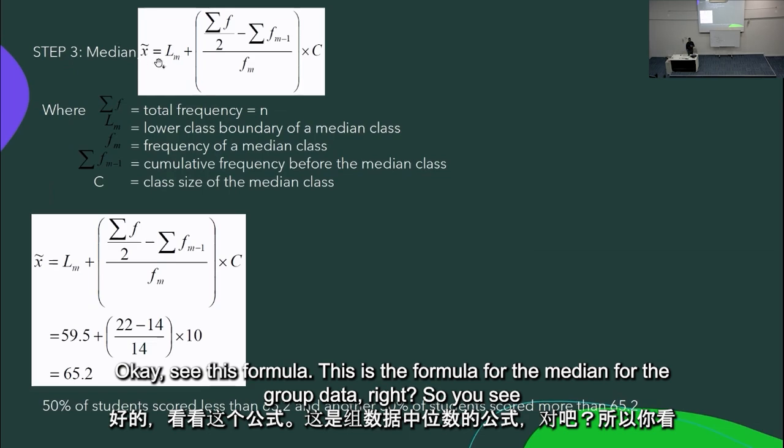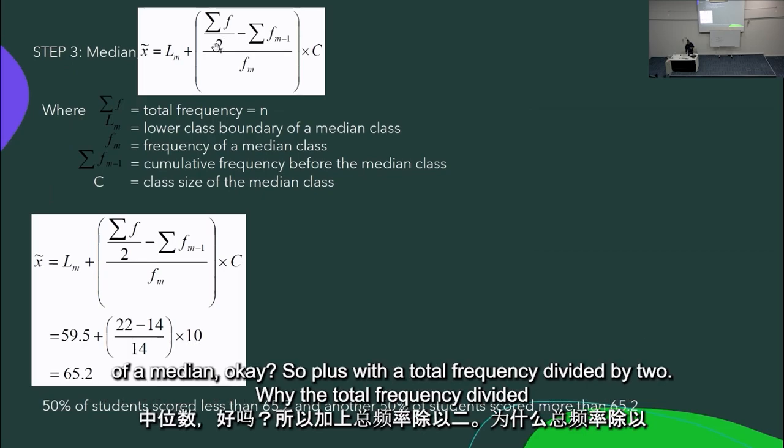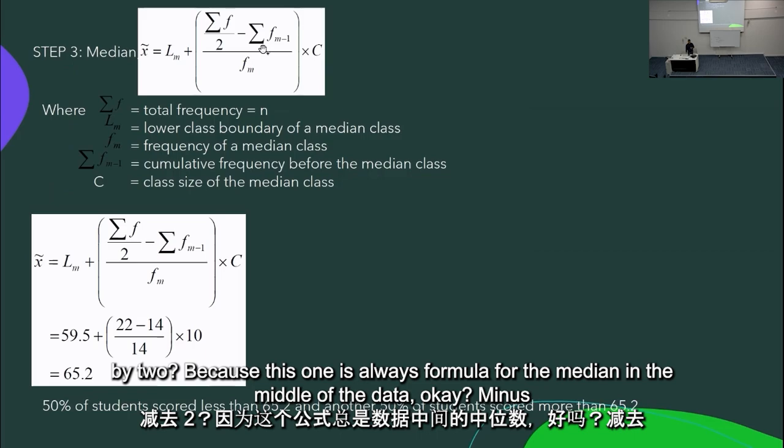Okay, see this formula. This is the formula for the median for the group data. So you see that this median is equal to LM. What is LM? LM is the lower class boundary of a median class. Plus the total frequency divided by 2. Why the total frequency divided by 2? Because this is always the formula for the median, in the middle of the data.